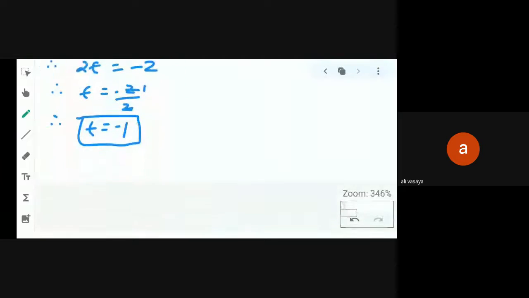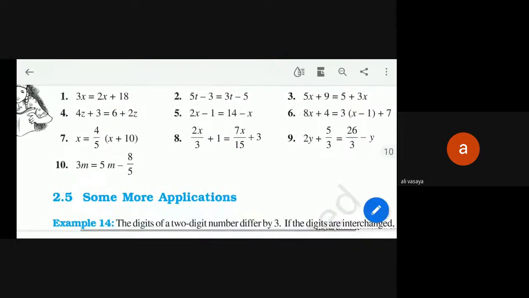Okay, now you can see question number 3. After completing all questions, I am giving you time to write down every question. So please don't write down with me. Just please understand every question. Okay? Now you can see question number 3.